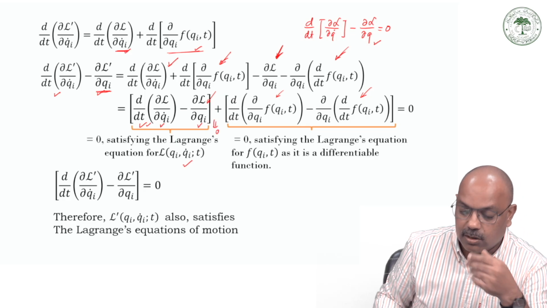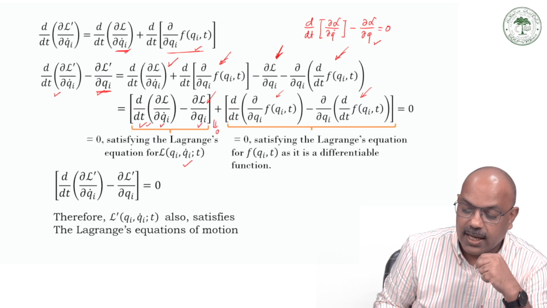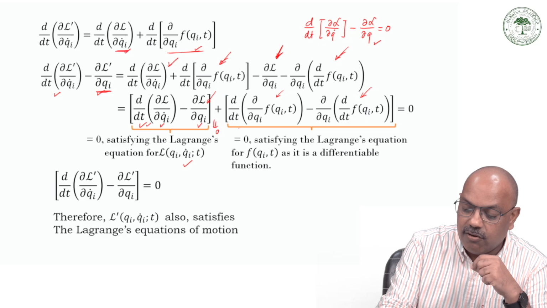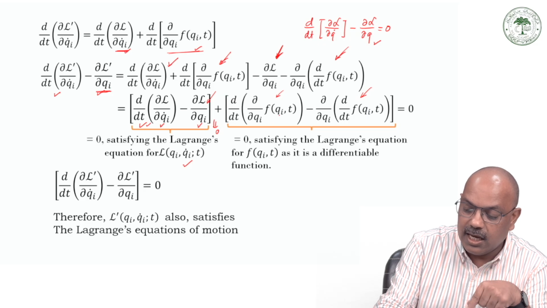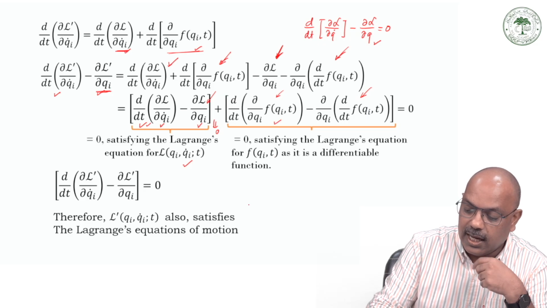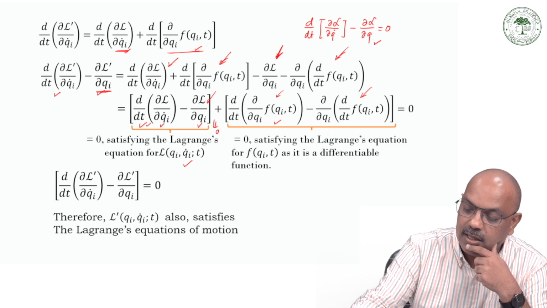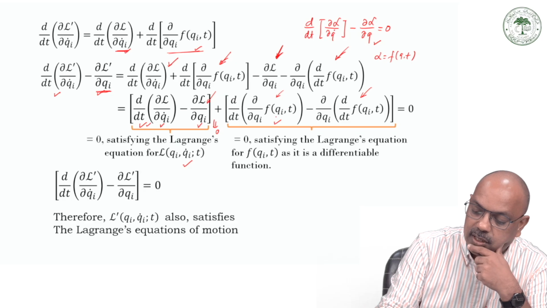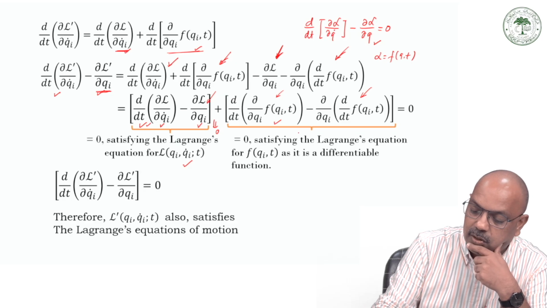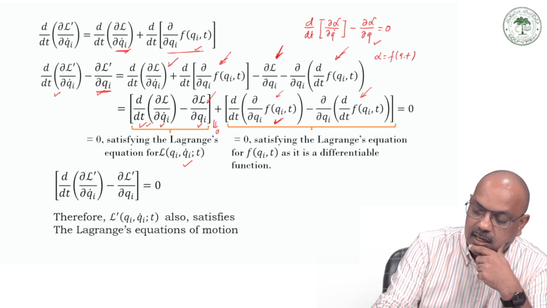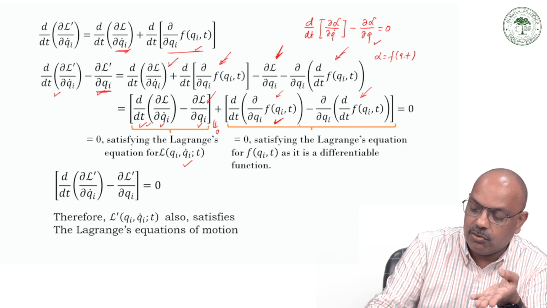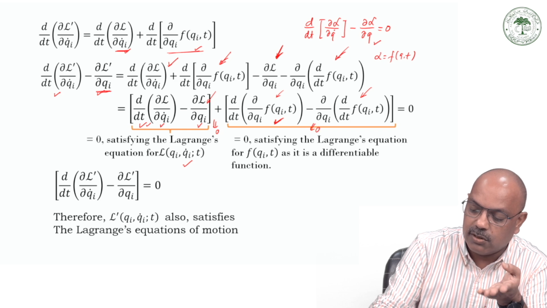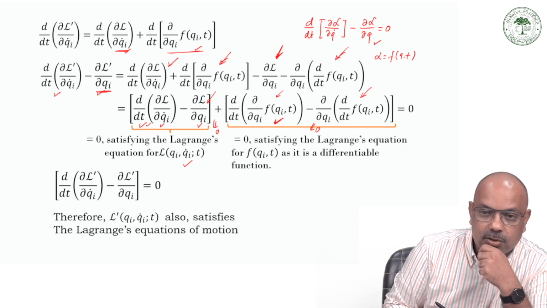Okay, so according to this Lagrange equation of motion, and then this is d/dt of ∂f(q,t)/∂q̇, and this is ∂f/∂q. If you replace L by f(q,t) here, what you get is the Lagrange equation for this function f. So this is also going to be 0. This is the Lagrange equation of function f, so this is also going to be 0.